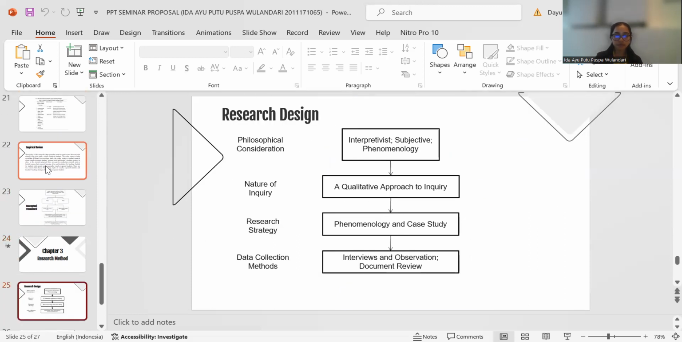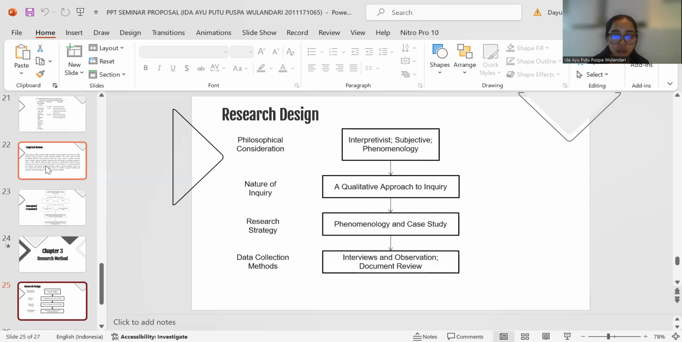Next is chapter 3. Well, ladies and gentlemen, this is the research design, where I use the qualitative case study. The first one is the interpretive or subjective and phenomenology that I found around me, that I found how important it is for visually impaired students to get the same rights in the educational field, and I would like to use this phenomenology, this interpretive or subjective approach, to build this research.